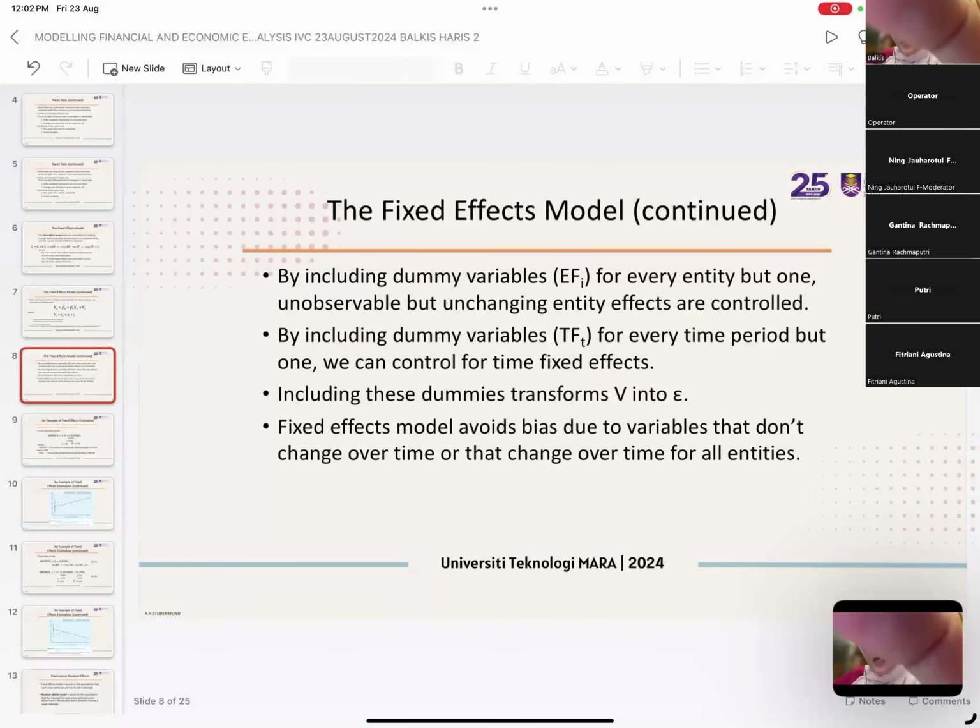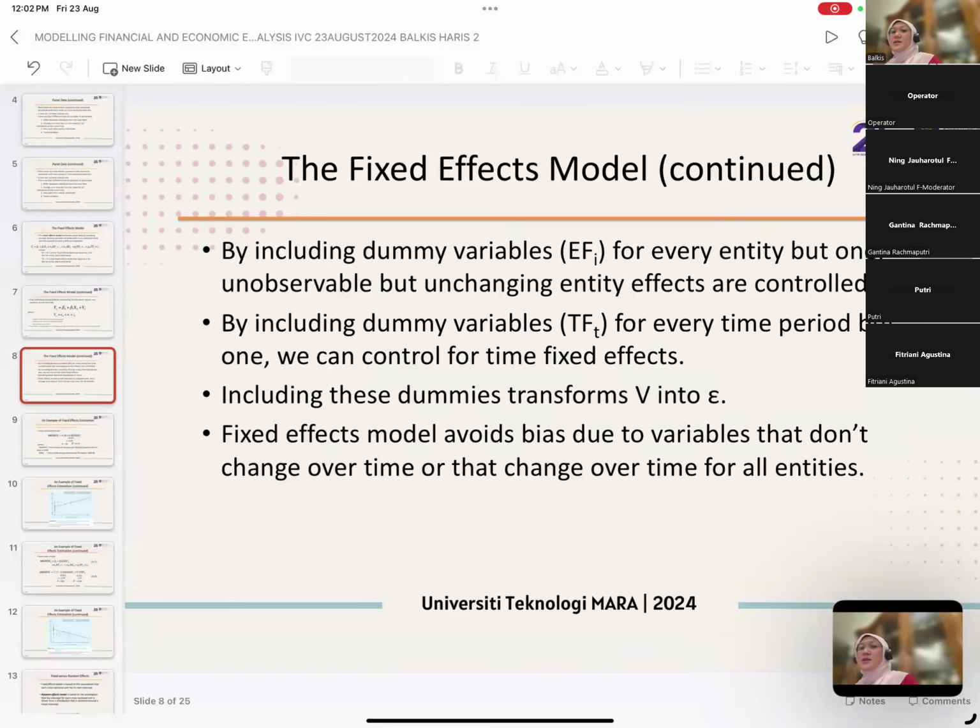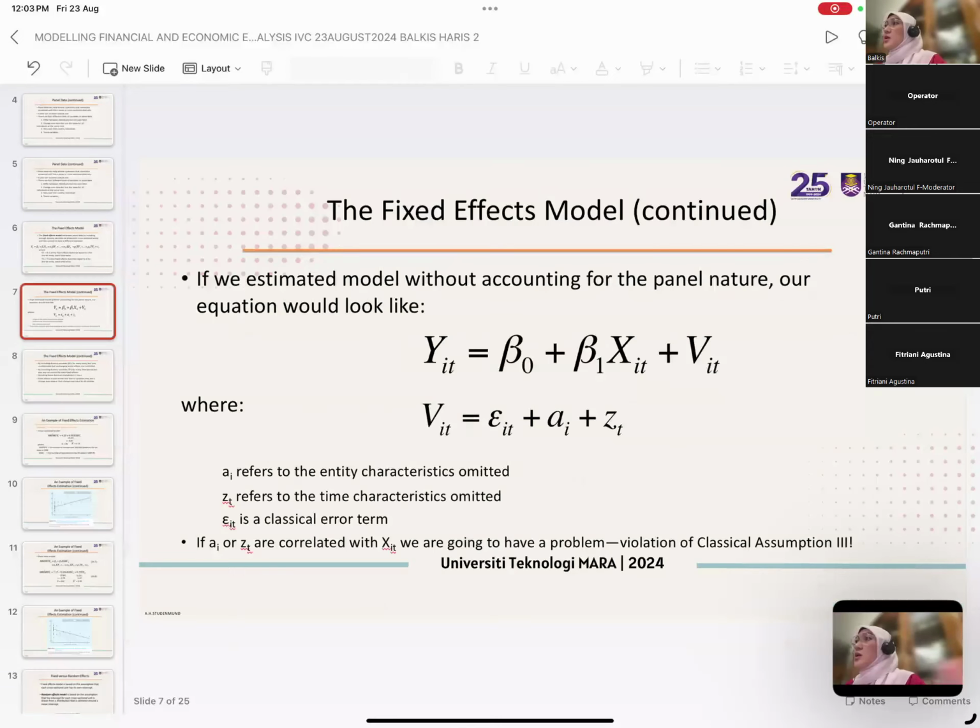Wait, let me look here. If I could maybe elaborate, fixed effect, about bias. Go on. No, you first, Doctor. Sorry. Under fixed effect models, they don't change the variables that don't change over time, or that change over time for all the entities. Entities here are the individuals, or companies, or countries. Okay.